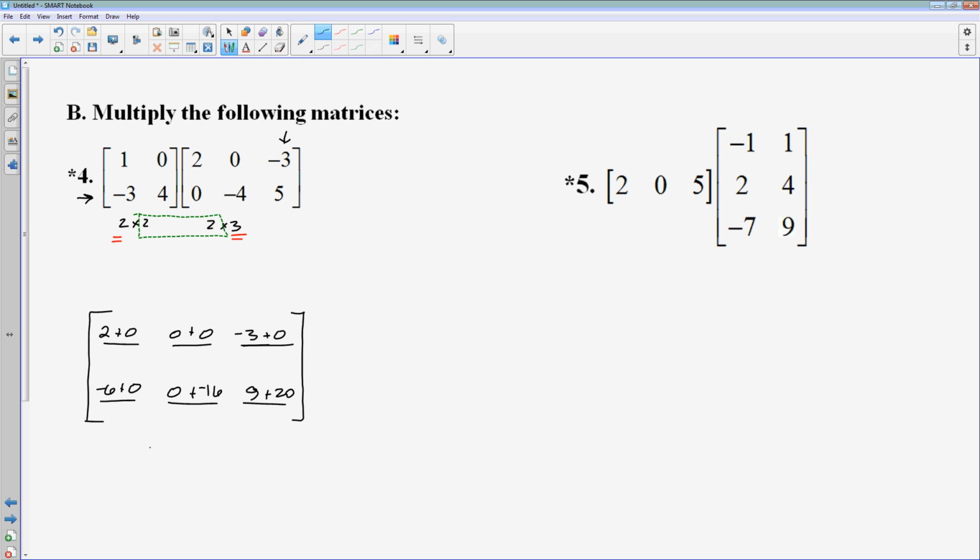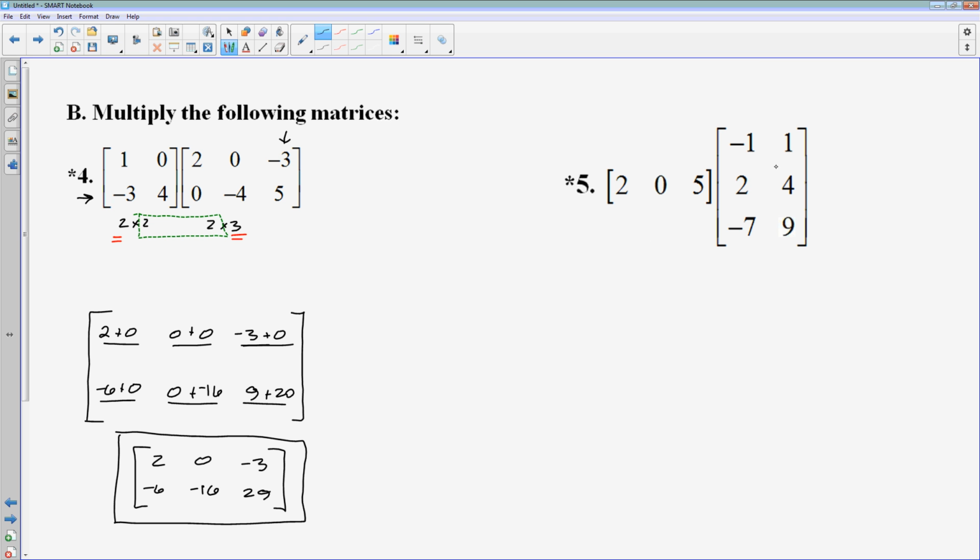And then we will finally add those together. 2 plus 0, 0 plus 0, -3 plus 0, -6 plus 0. I love the zeros. 0 minus 16, and 9 plus 20. Boy, that one was tough. No zeros in that. So here's our answer when we multiply those matrices for number 4.